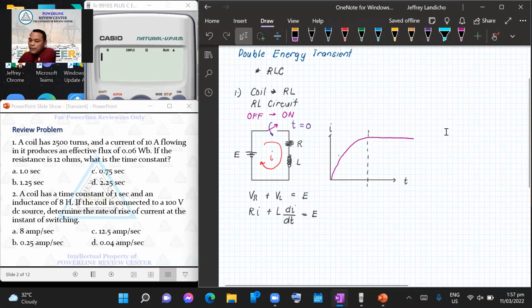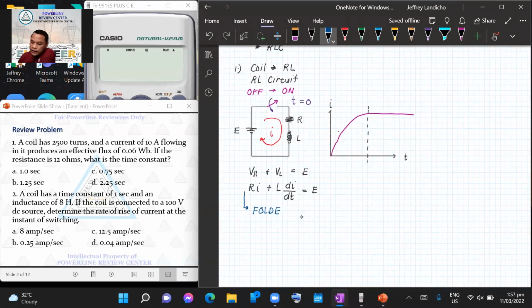So therefore, to get the possible equation of this given current, we need to solve this differential equation. Since you are done with DE, with mathematics, I will not solve this manually. When you solve this, what you will use is the first order linear differential equation.